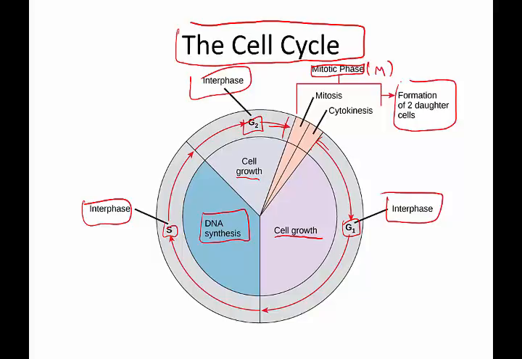So if you think of this pie chart being time, you can see the cell spends most of its time in G1, S, and G2 phase. So M phase is actually very, very short. And that's because mitosis and meiosis are all just movements of DNA. So moving DNA does not take quite as long as synthesizing it does, as well as growing the cell. So it's a very short process in comparison to interphase.